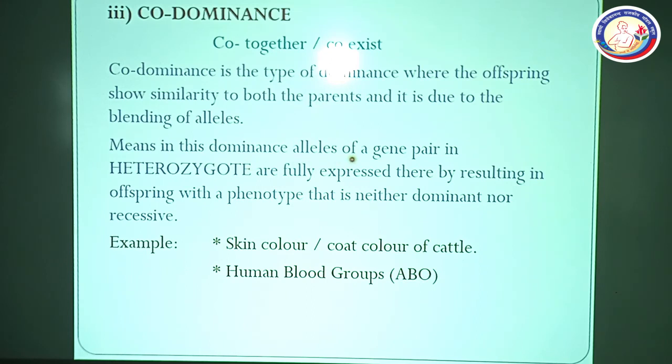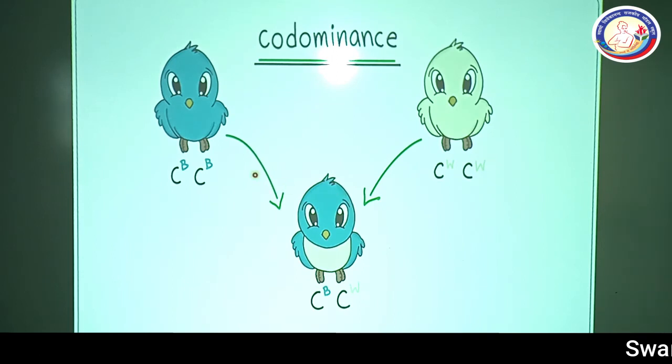Codominance means that the alleles of a gene pair in a heterozygote are fully expressed, thereby resulting in offspring with a phenotype that is neither dominant nor recessive, because the recessive character is also expressed and the dominant character is also expressed. Some examples are given here: skin color or coat color of cattle, which we will see in cows, and the human blood group ABO system. So have a look. This is the cartoon explaining it.